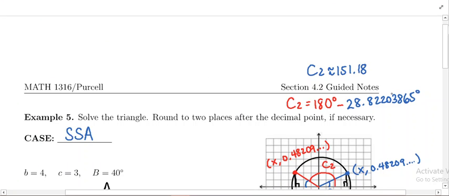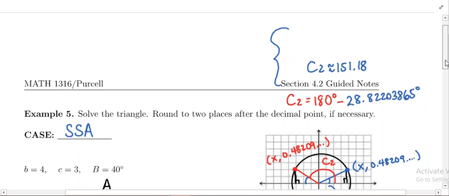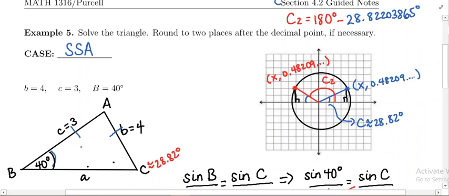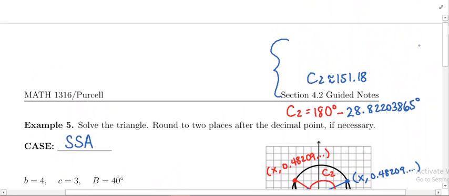Okay, now just because we have a second C angle here doesn't mean there necessarily is one. Remember, if this is your potential angle C, you know angle B has to be 40 degrees. You can't change that given information. And then there's still going to have to be room in your triangle for angle A.